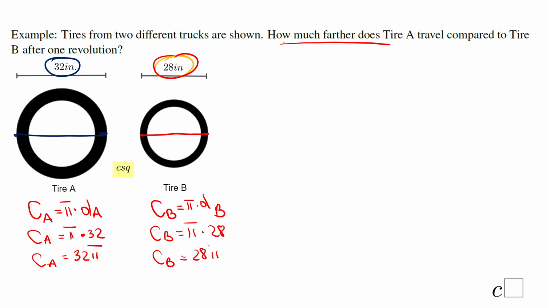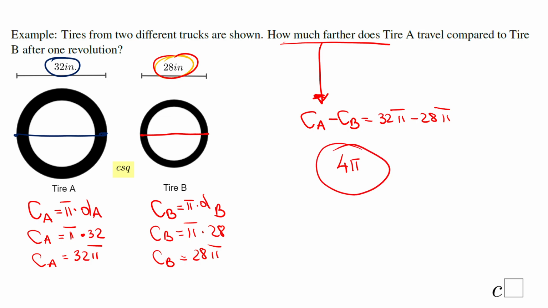and that will be 28 pi. We need to do one more thing to answer this question: how much farther does tire A travel than tire B? We need to do a subtraction. C sub A, the circumference of tire A minus the circumference of tire B, and that will be 32 pi minus 28 pi, and that will be 4 pi. Of course, if you need to evaluate this, use a calculator.